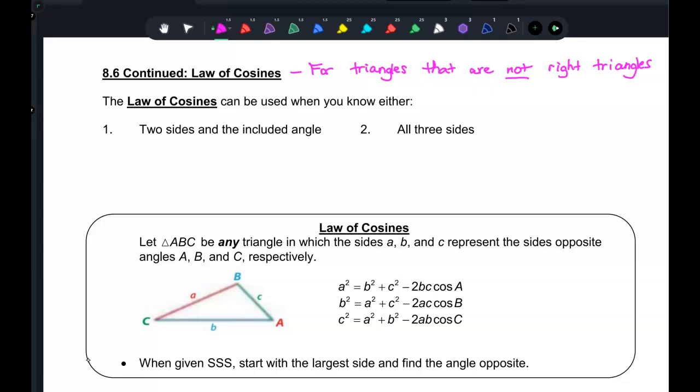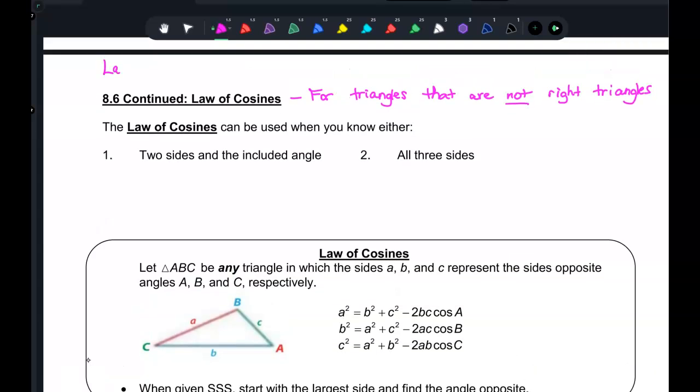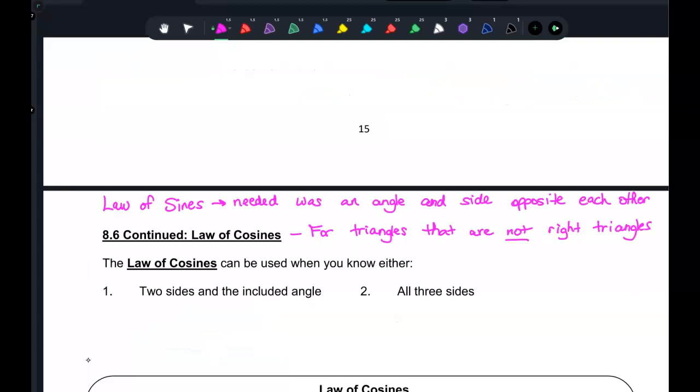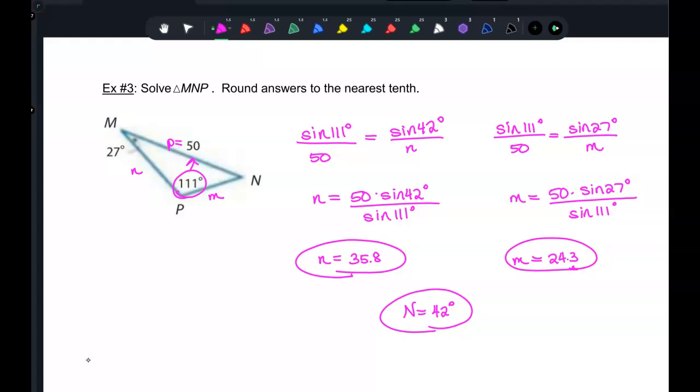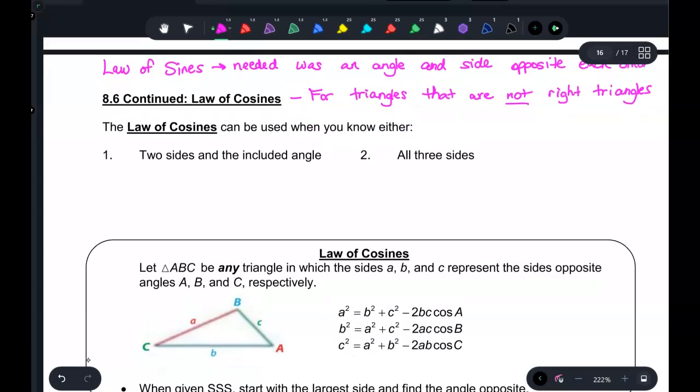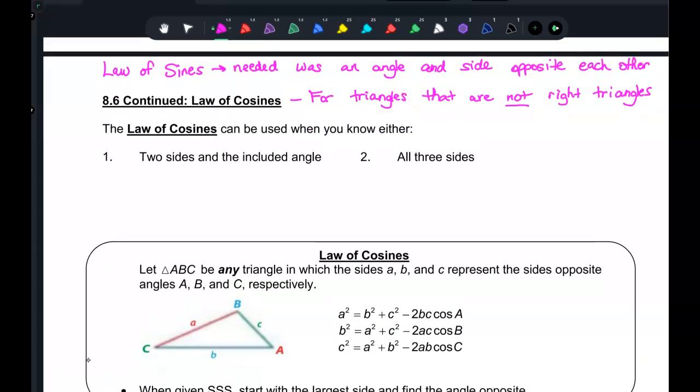So when we did law of sines, just a reminder, what we specifically needed was an angle and side opposite each other in order to use that. So just a quick look back, on the previous page, we had an angle 111 and a side opposite 50, right? So when we don't have that, we could perhaps use law of cosines.